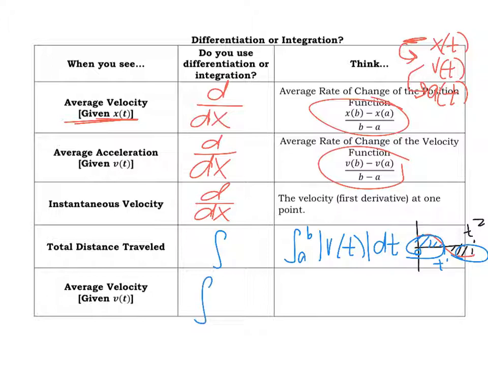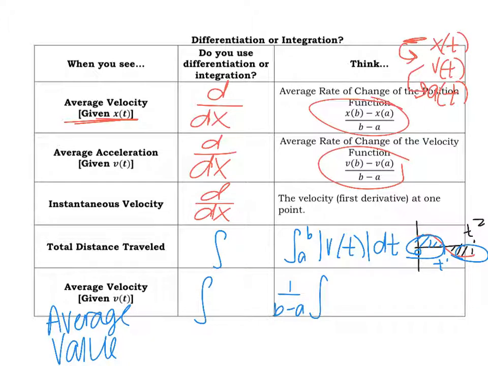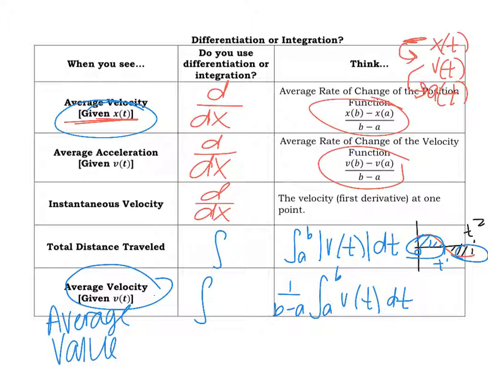Average velocity, you should think of it in terms of average value, because average value works the same way. It's just the average value formula: 1 over b minus a times the integral from a to b of v(t) dt. And remember, this one is different from the average velocity given x(t), because if I'm given x(t) and I want velocity, I'm finding the derivative. It's just the next one down, right? But if I'm finding average velocity and I'm already given v(t), then I have to use the integral, because I'm going to have to find the integral with that average value formula. So that 1 over b minus a is going to work for that. So depending on which one you have, you use different formulas. Let's try some examples.